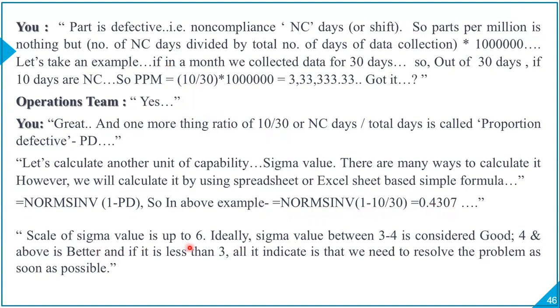The scale of sigma value is up to 6. Ideally, a sigma value between 3 to 4 is considered good. 4 and above is better. And if it is less than 3, all it indicates is that we need to resolve the problem as soon as possible.